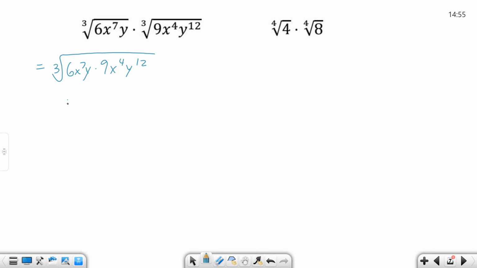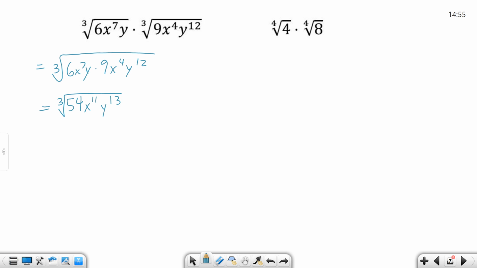So here, 6 times 9 is 54. X to the 7th and x to the 4th, we add those. 7 plus 4 is 11, and y, and we have a 1 here. 1 plus 12 is 13, and that stays under my cube root, folks. I have not applied the cube root. A lot of times students think, I multiplied and I'm done. No. If you want to put this in parentheses for multiply, you can. I chose to put the dot there. But don't just multiply that and get 54x to the 11th y to the 13th and think you're done. You still have to take the cube root.